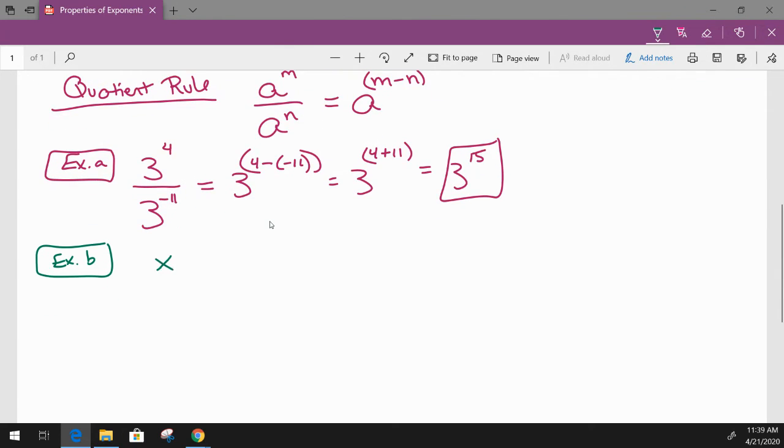Let's say you have x to the 6th power over x to the 12th power. You would have, using the quotient rule, you would subtract the exponent in the numerator, which is 6, minus the exponent in the denominator, which is 12, and you get x to the negative 6. So again, for right now, we're going to leave it as x to the negative 6th power.